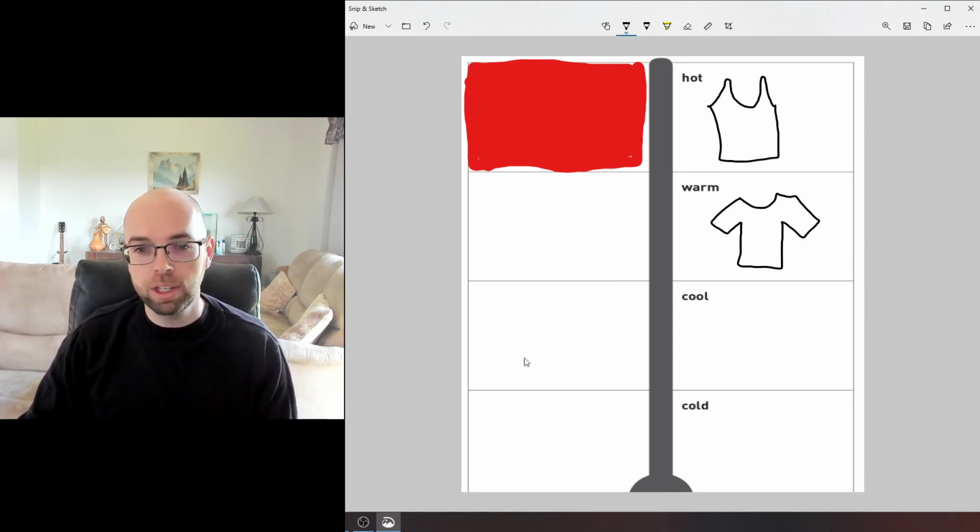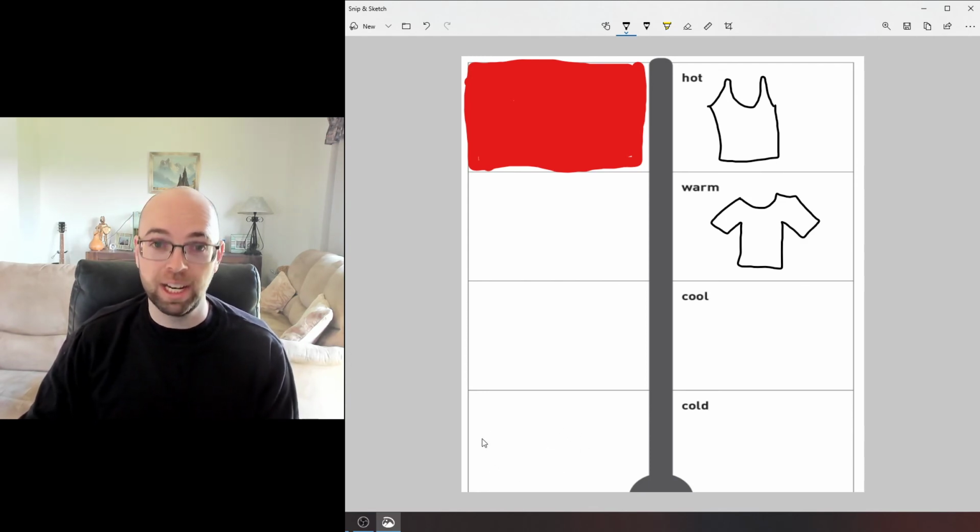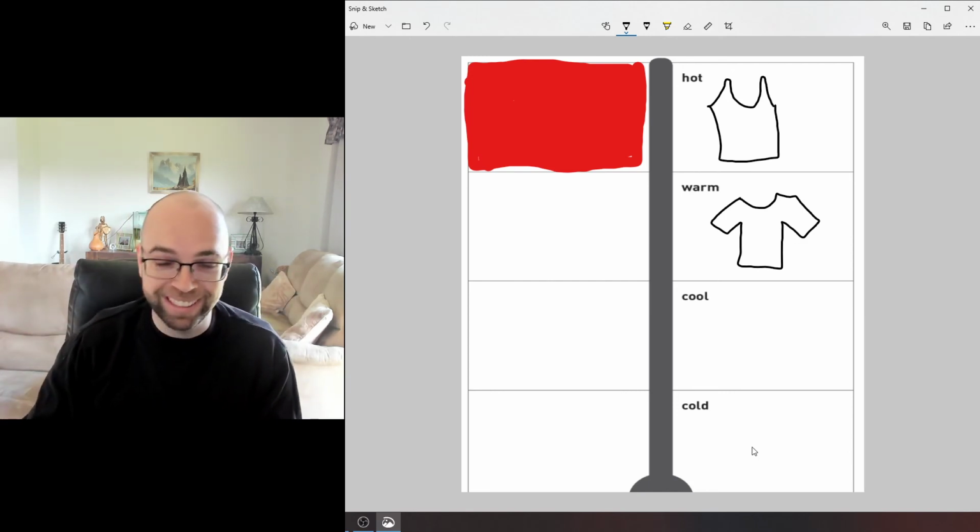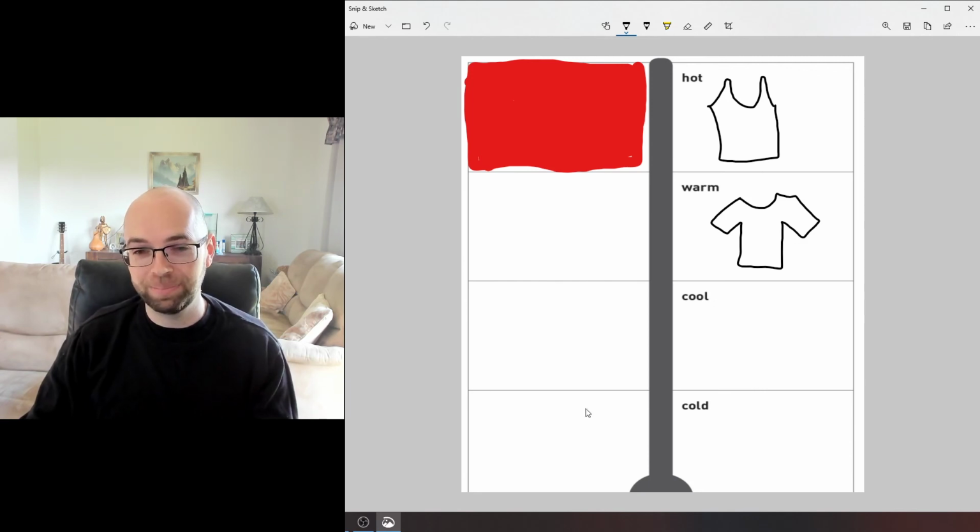Okay, afterwards you've got to do a cool color. So not a freezing color, but a cool color, maybe like a green or something. And then what clothes would you wear on a cool day? And then at the bottom, you have to do a cold color, a really cold color. Think of the coldest color you can think of, and then put what clothes you would wear on a really, really cold day. I'm thinking I might need to put a beanie in there or something, or a big woolen hoodie or something. You get to choose.